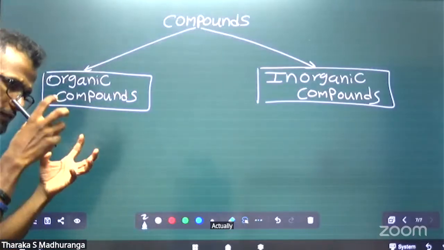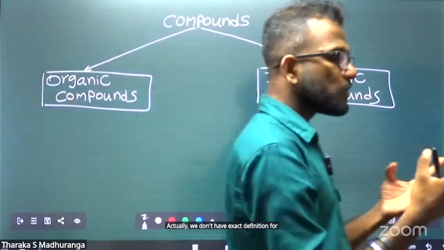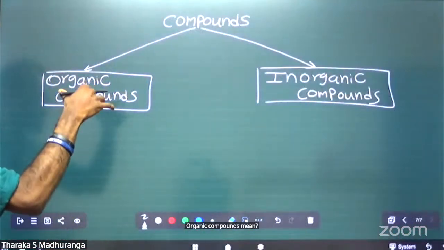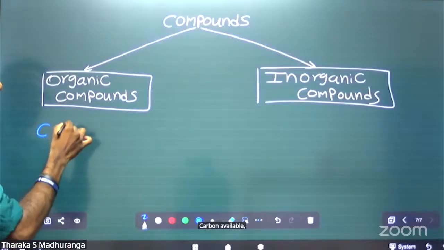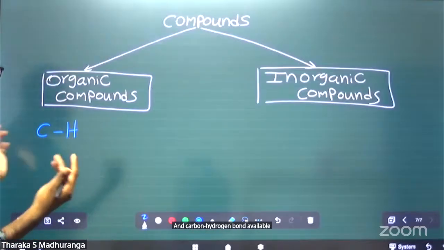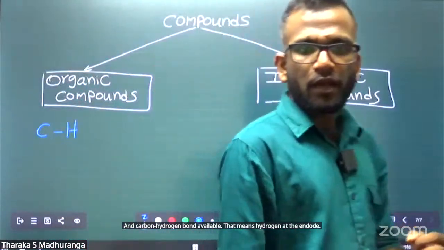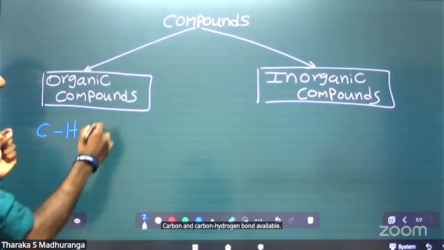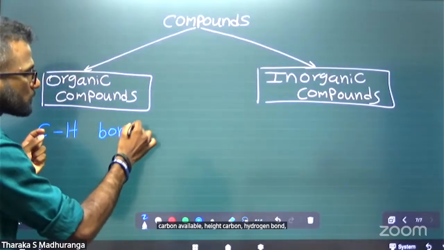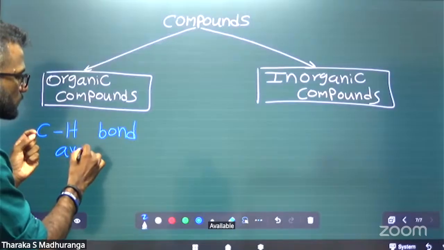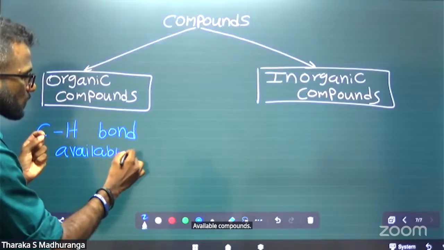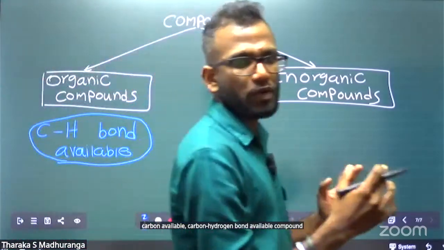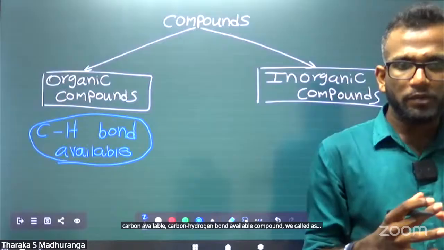Actually, we don't have an exact definition for organic compounds. Organic compounds mean carbon is available and carbon-hydrogen bonds are available. That means the carbon has hydrogen, and carbon-hydrogen bonds are available. Carbon-available, carbon-hydrogen-bond-available compounds we call organic compounds.